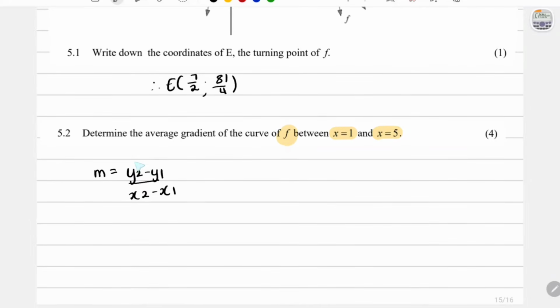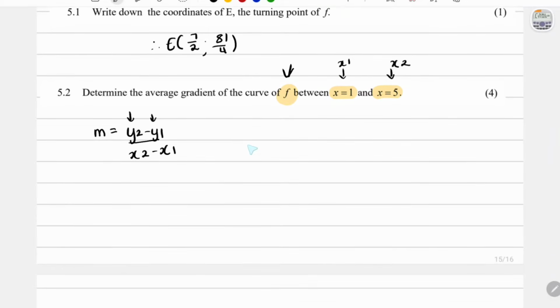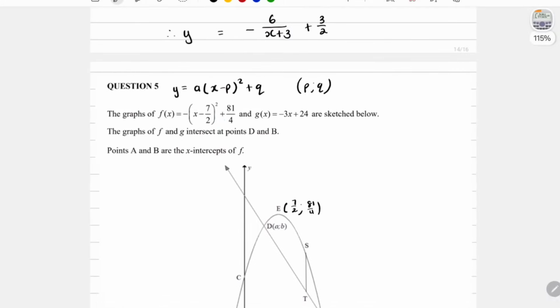But in order to do that, we need our y2 and our y1. You see that they only gave us the x values. So you can call that your x2 and that's your x1, right? We need to find the y values of those. So to find the y values, you can substitute your x values into your equation and it will give you the y values. So we're going to go ahead and find out what exactly f of 5 is, because that's going to be our y2. And we're going to use our formula.